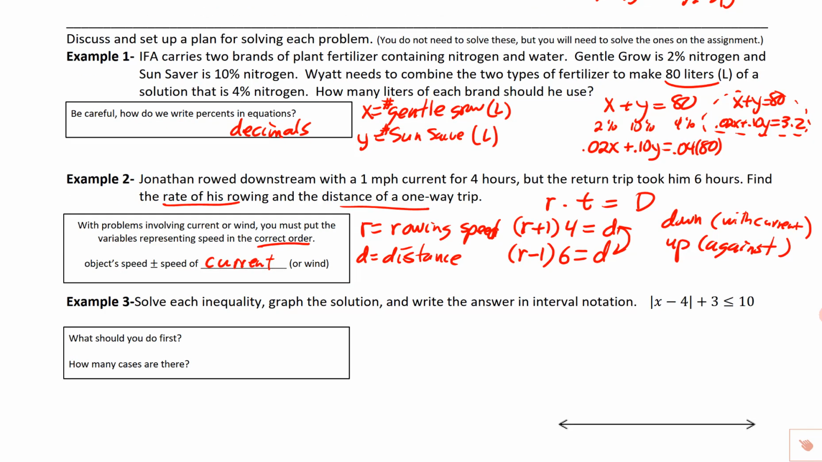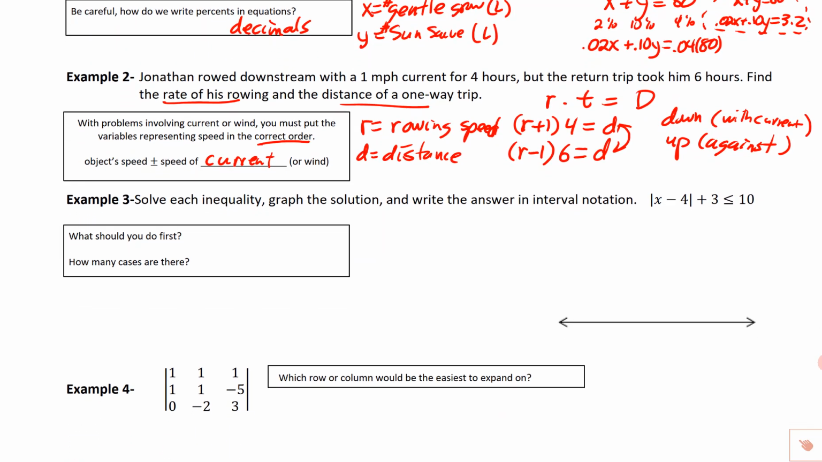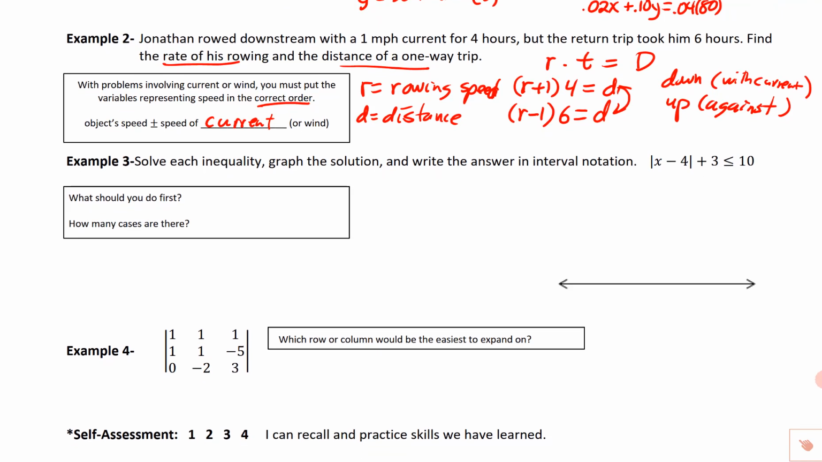Okay, let's slide down and take a look at example number 3. It says solve each inequality, graph the solution, and write the answer in interval notation.